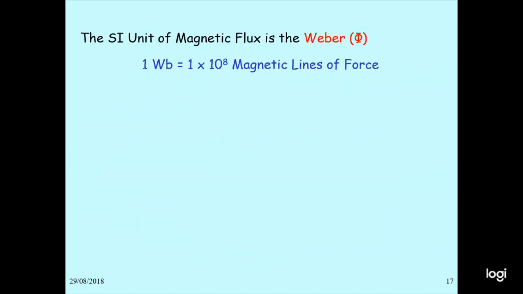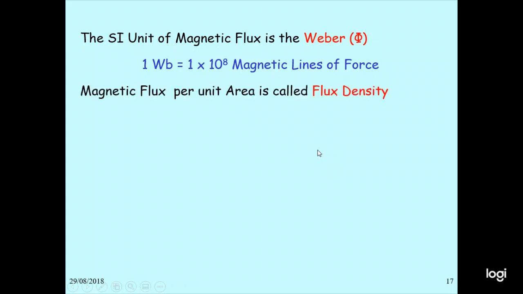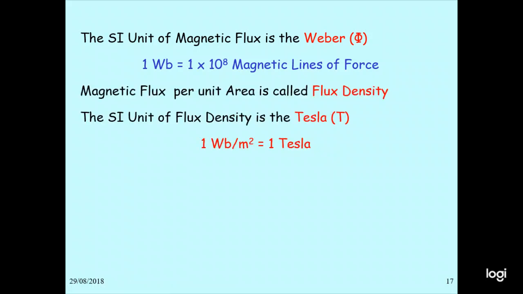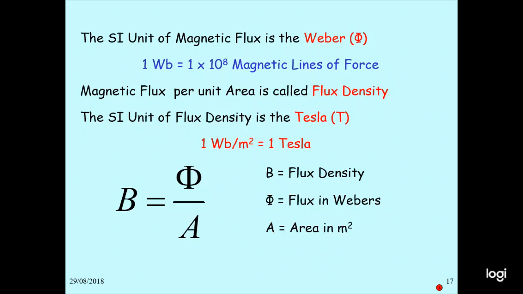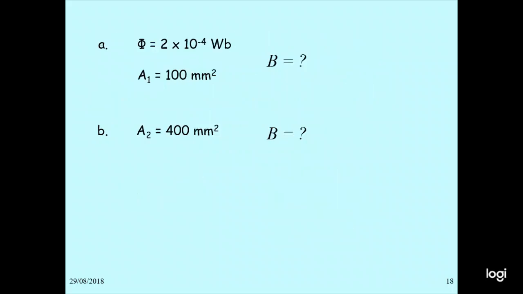The SI unit of magnetic flux is the Weber. 1 Weber equals 10 power 8 magnetic lines of force. Magnetic flux per unit area is called the flux density, and the SI unit of flux density is the Tesla; 1 Weber per meter square is 1 Tesla. So in this case, B equals phi by A, where B is the flux density, phi is the flux in Weber, and A is the area in meter square. We have to calculate using the equation.